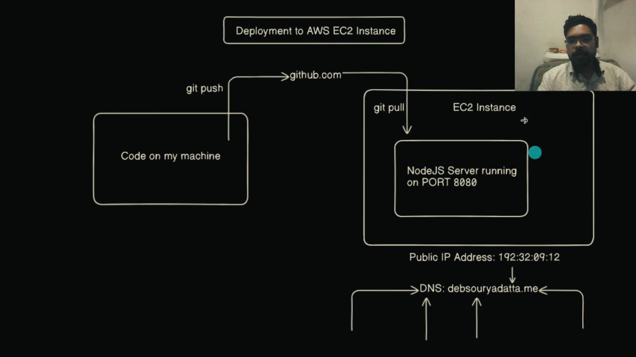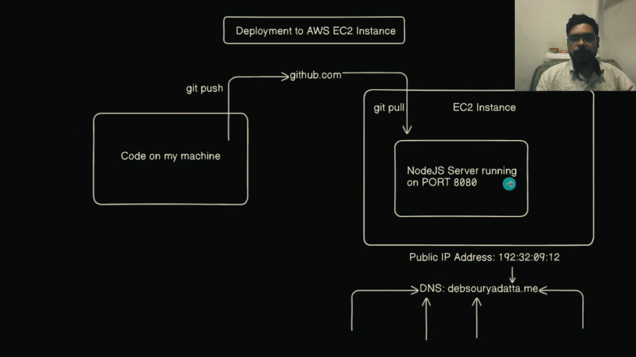Then in that EC2 instance machine we'll git pull the code from github.com, and we will start our server in that instance, meaning in that machine. Suppose we took an Ubuntu machine, so there we will pull the code from GitHub, and we'll start node. If we use nodemon, then we'll use nodemon index.js, or node index.js. So it will start up our server.